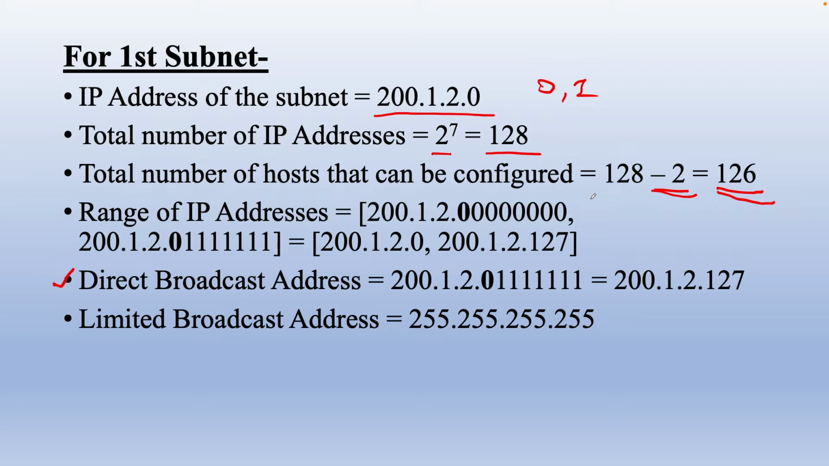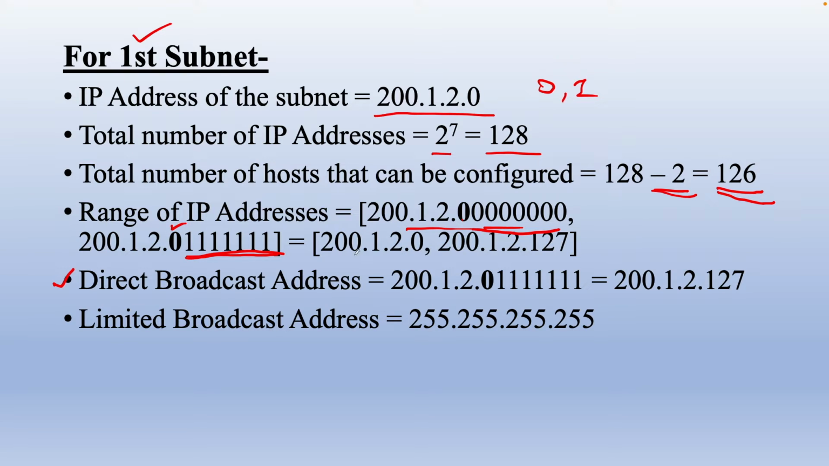Now the range of addresses is 200.1.2.0, right? This is the range, and the 0 here is for the first subnet only. For the first subnet, 0 is fixed in the first position, and that is how we achieved the subnetting. The remaining 7 bits can be varied from 0 to 1, so this is your range. Initially we take all zeros, and then all 7 ones, because 0 is fixed and after that 7 ones in the host part.